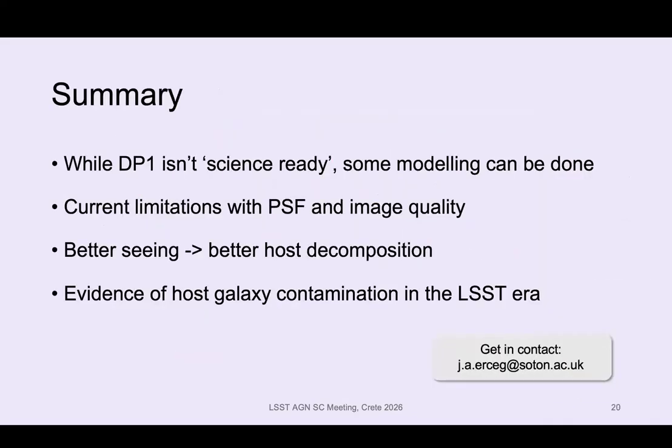So with this work, even though we know DP1 isn't necessarily supposed to be science ready, we can still do some modeling and get an idea of what the objects look like, how much host galaxy contamination we can expect, and how we need to adjust our models to take that into account. The current limitations are absolutely with the image quality in PSF, but as we get better seeing, which we definitely will with the full camera, we will have better host decomposition to make this a lot easier. And it shows evidence of host galaxy contamination in the LSST era. I'm hoping once we have better quality data and I can look at more of the morphologies, I'd also really like to look at the influence of the AGN's variability, using LSQ data as well.